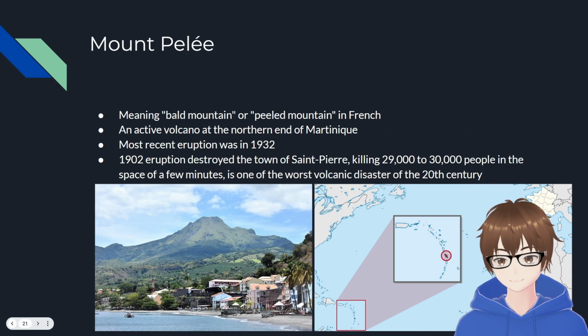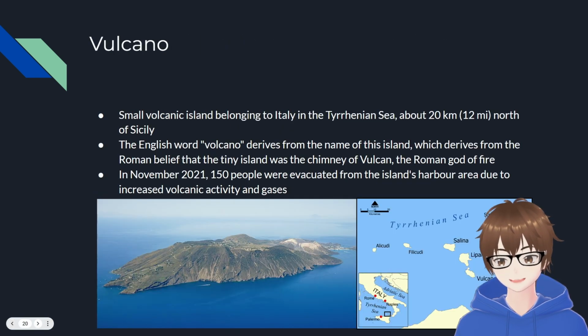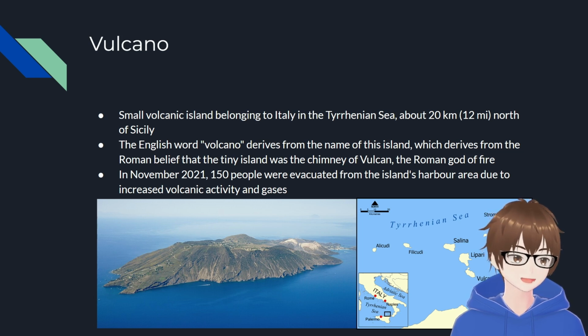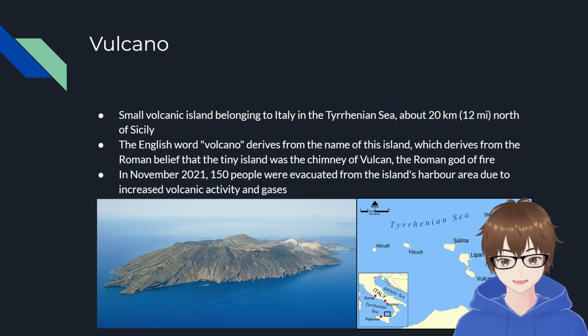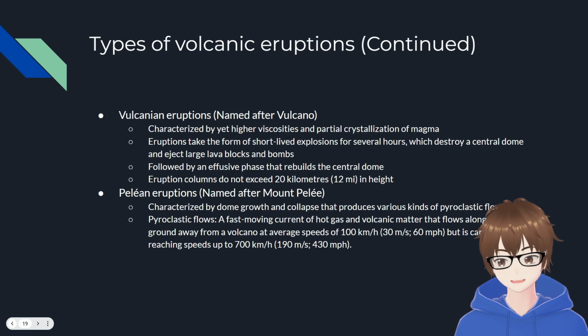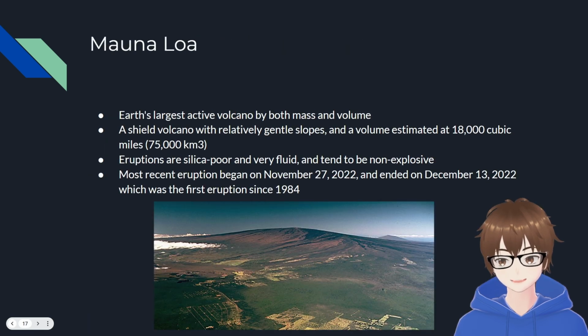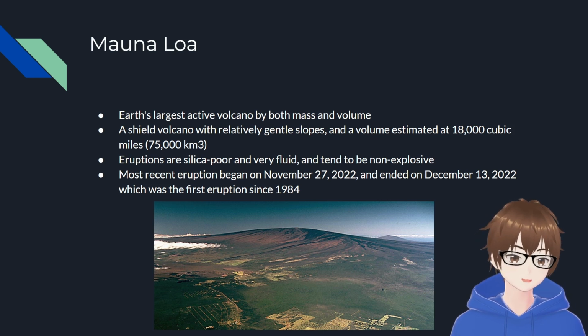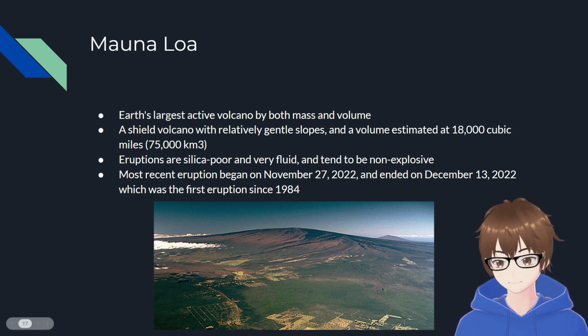Then the word volcano coming from this island, Vulcano, which has a volcano named Volcano. Pretty dang cool. I was interested to learn about that. Mount Stromboli, Mauna Loa. I've always wanted to go to Hawaii. I haven't yet, but maybe in the future I can go to Hawaii and maybe see a volcano.